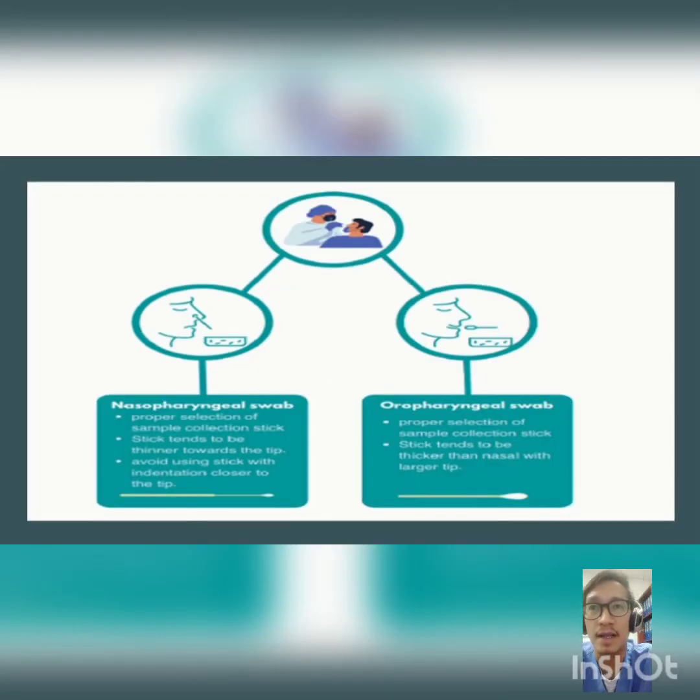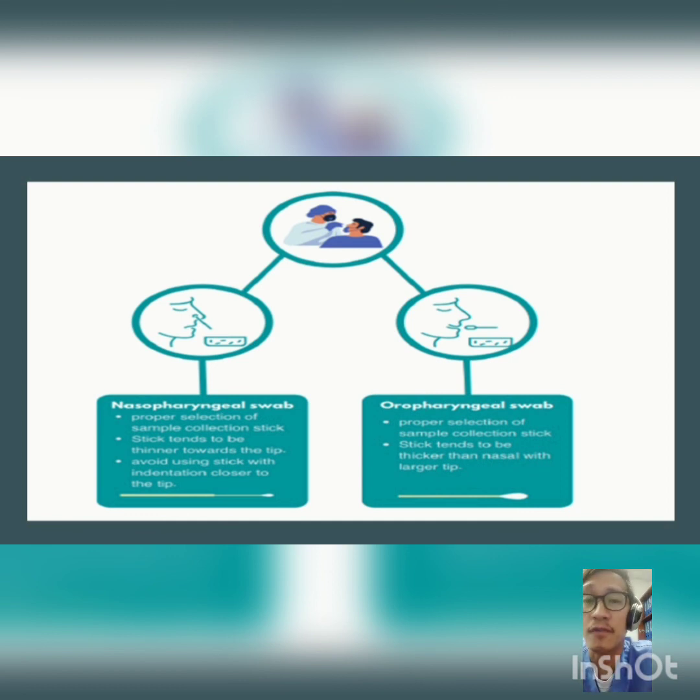As you can see on the slide, the two collection sites, we have your nasopharyngeal swab and your oropharyngeal swab. So we're going to check the difference, especially for the swab kits. For nasopharyngeal swab, proper selection of sample collection stick. The stick tends to be thinner towards the tip. Avoid using a stick with indentation closer to the tip.